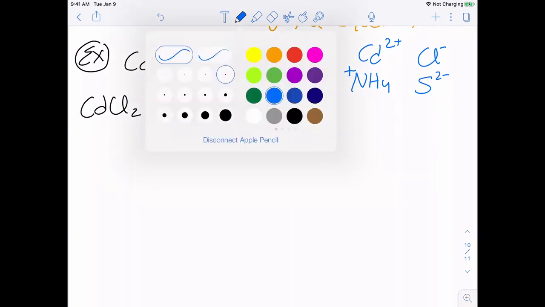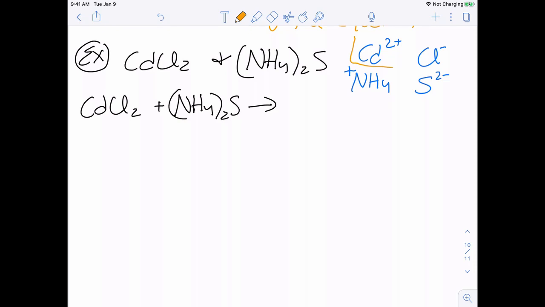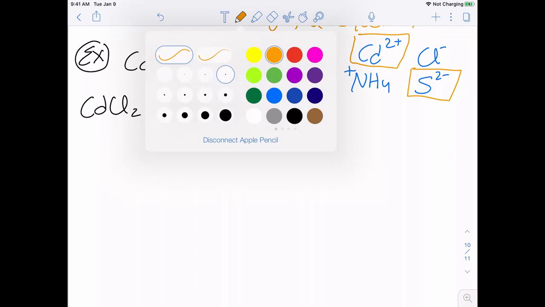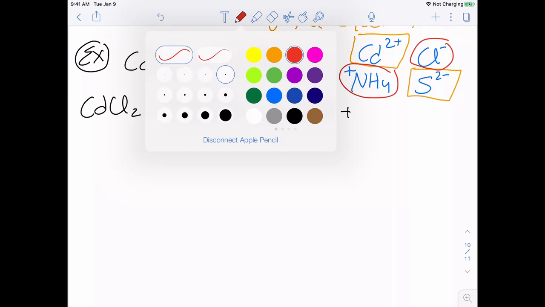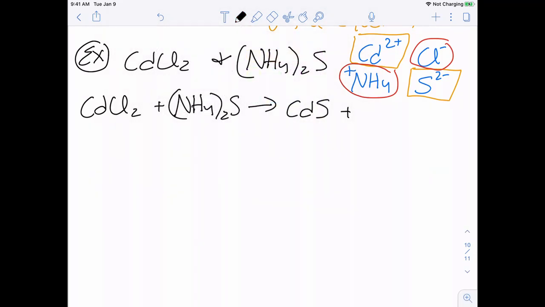So when I write my products, we're going to take the positive of our first and combine it with the negative of our second, right? We're doing a double replacement, so we're swapping partners. Cadmium has a +2 charge and sulfur has a -2 charge, so I just need one of each when I put them together. And then we're going to combine ammonium with chloride. Ammonium has a +1, chloride has a -1, so again, we just need one of each.